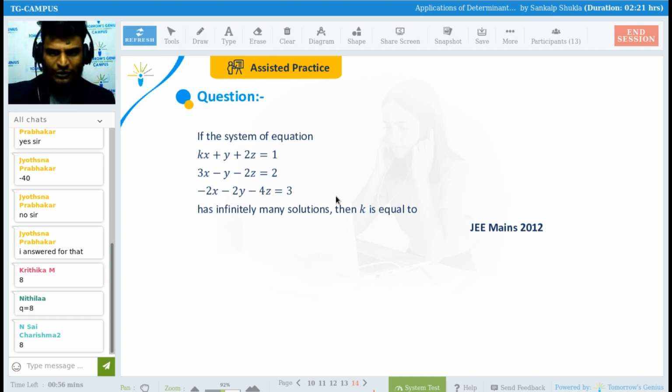It is from again 2022. Not 2012, it is from 2022. Very easy question. If the system has infinitely many solutions, then k is equals to. Quickly find the value of k.